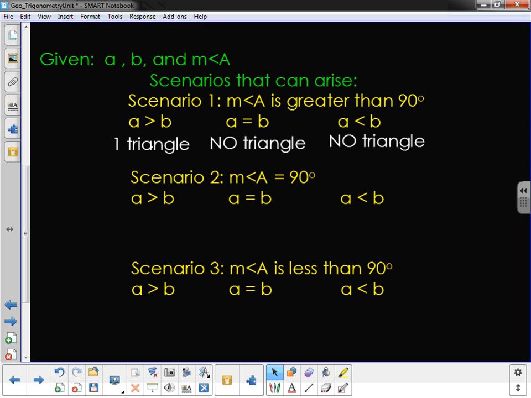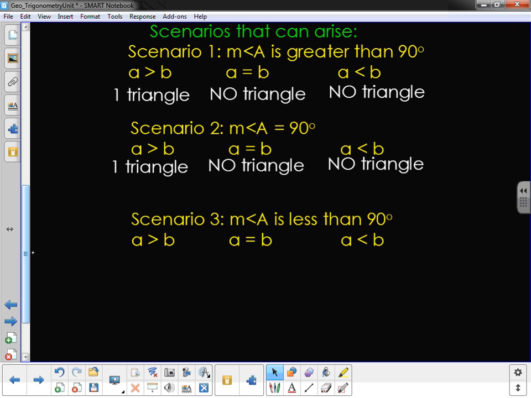So if we're given an angle greater than 90, the side opposite that angle has to be the biggest side. Likewise, if it's equal to 90, the same thing happens. I get one triangle if the side A is bigger than the side B. Now again, if the angle is equal to 90, I can't let the two sides I'm given be equal either, because again, that would say I have two right angles in a triangle. And once again, we can't let the side A be less than the side B. If the angle is 90 degrees, side A is the hypotenuse, and it can't be the smallest. That leads us down here to our scenario 3, in which the angle is less than 90.